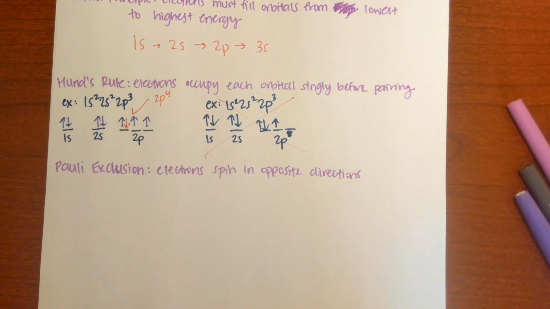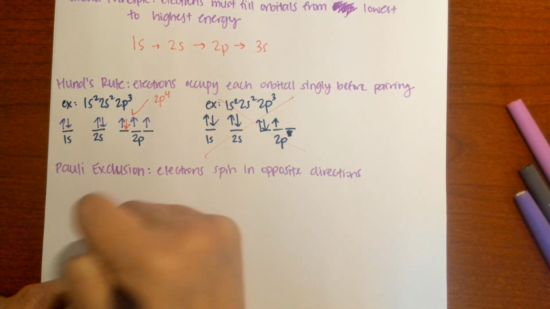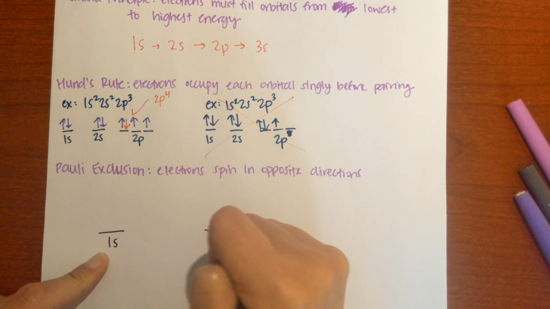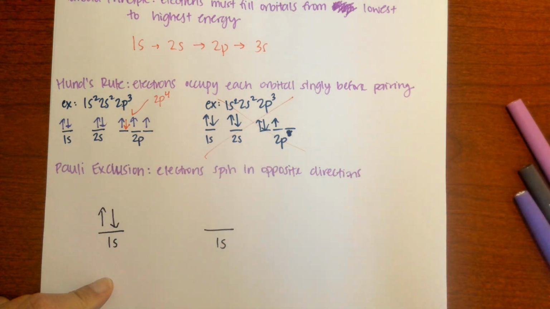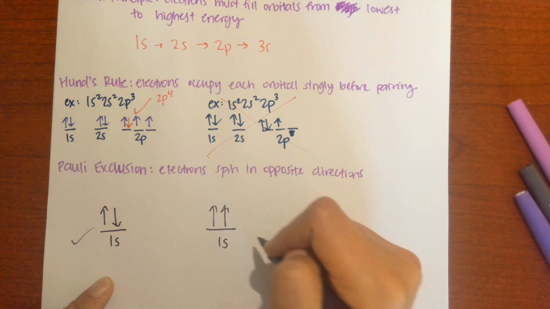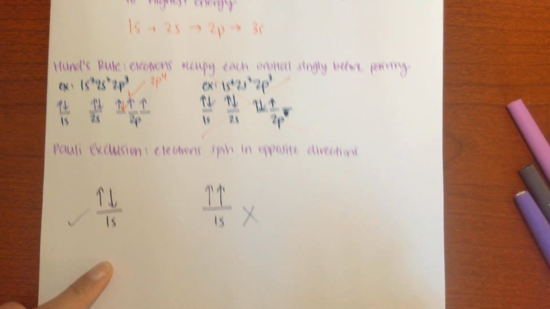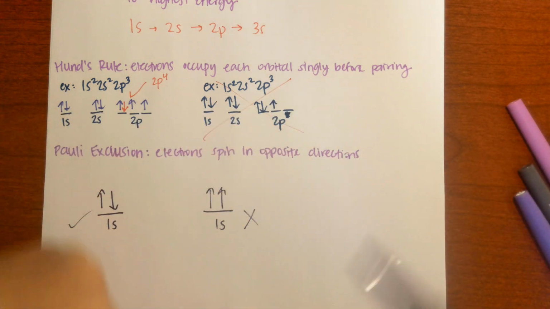That's pretty much it. So for example, if I have just 1s, you've got to draw it as up, down. So that's the correct way. If you do up, up, or down, down, that is wrong. The electrons are spinning in opposite directions instead of together.